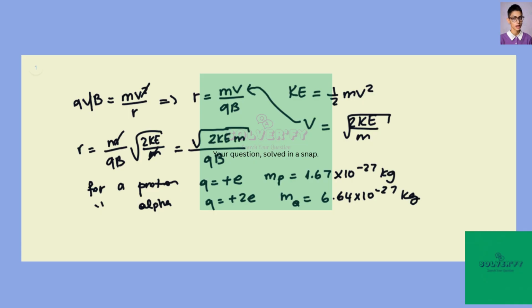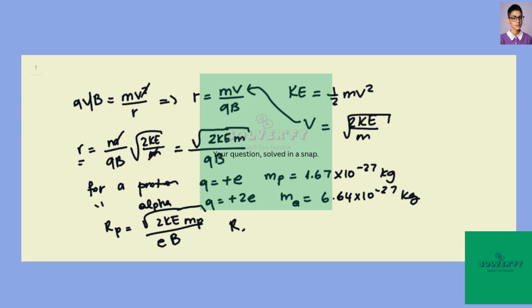Now, let's write the orbital radius equation for a proton. So r sub p then would be equal to the square root of 2 times the kinetic energy, which is given as 300 kiloelectron volts, times the mass of the proton, divided by the charge of a proton. Let's write for the charge of a proton only e, and then we have times B, right? This goes all the way.